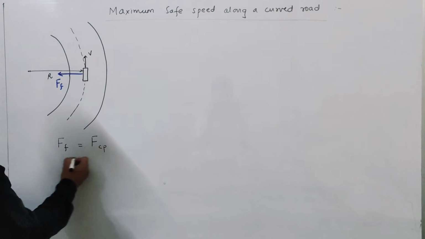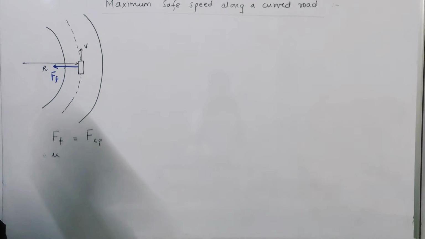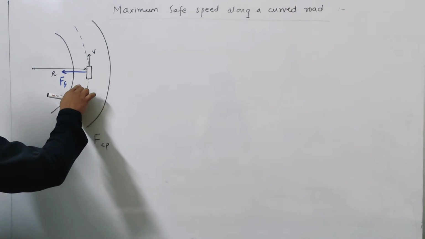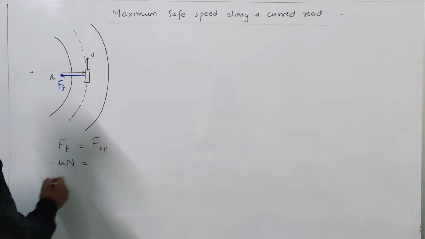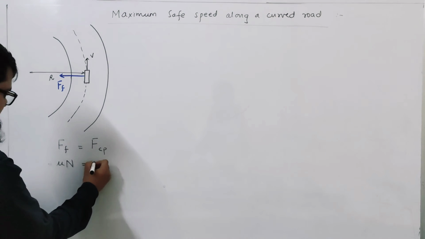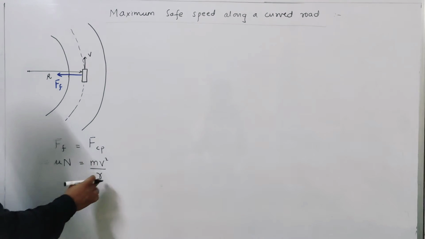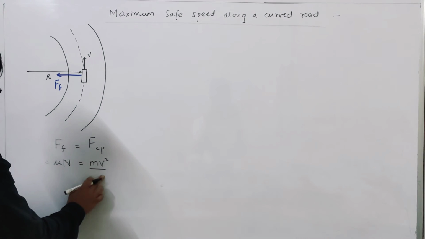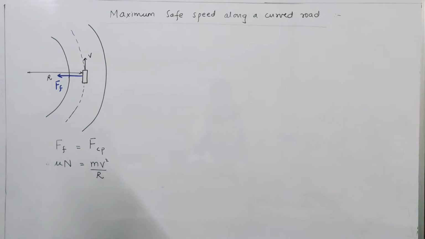Therefore, frictional force is given by mu, the coefficient of friction between the tire and the road surface, times the normal reaction N, which equals, as we have derived, mv square by R or mR omega square. We will use mv square by R. Let us take this r as capital R.